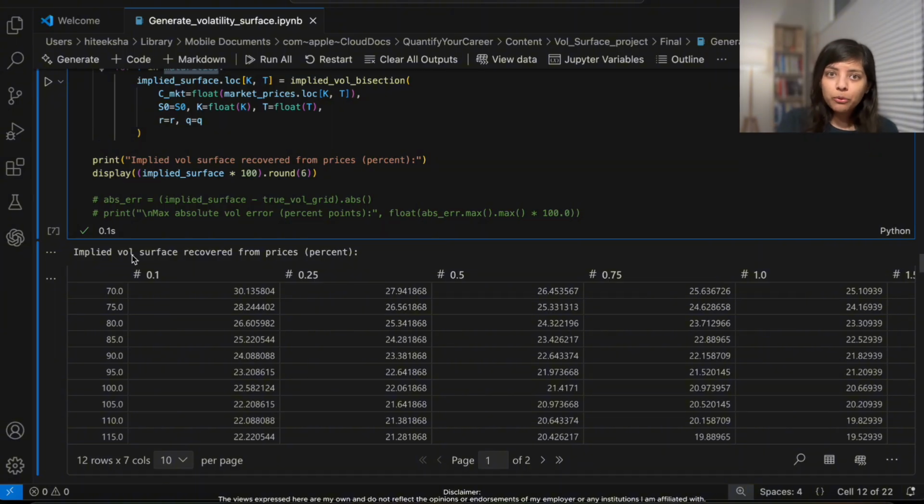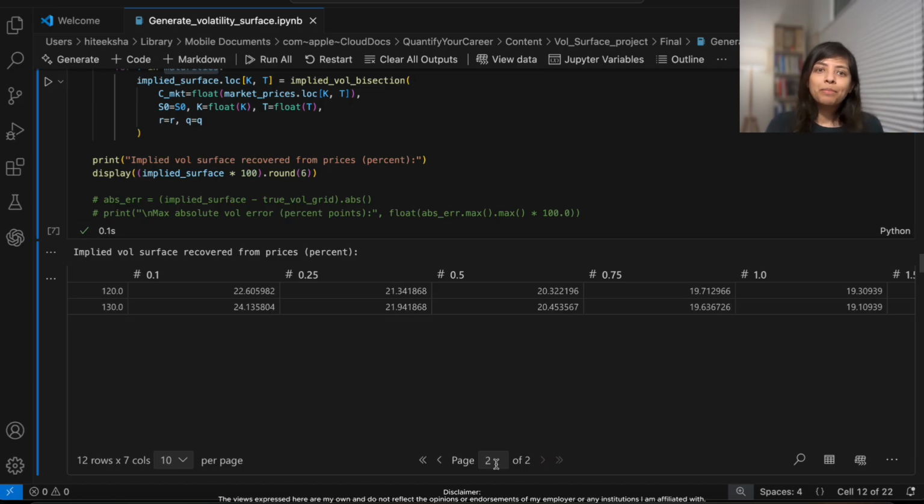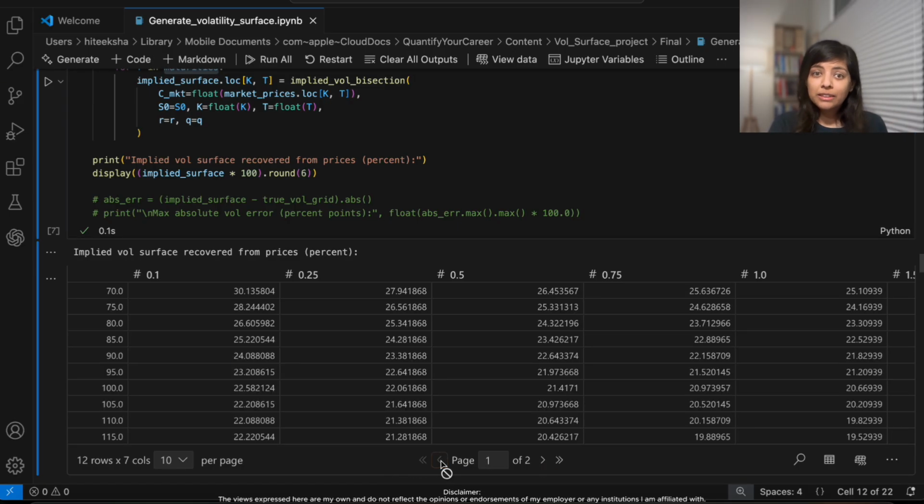So this is important to pause and recognize. This is the volatility surface, which is just a table. It's a grid of numbers. The three-dimensional plot we are going to make later is simply a visual representation of this table. So the surface is already here in this grid.